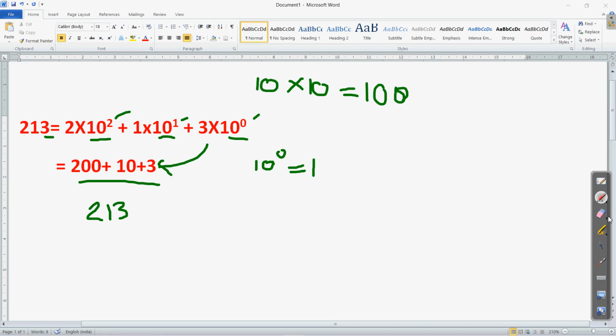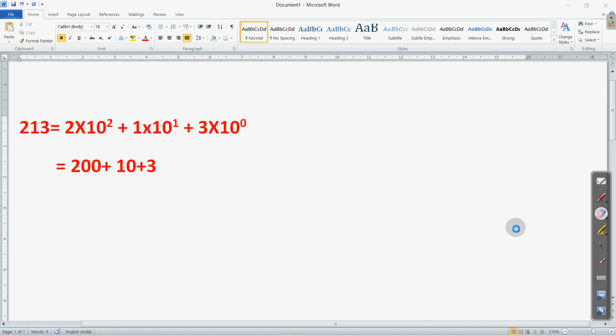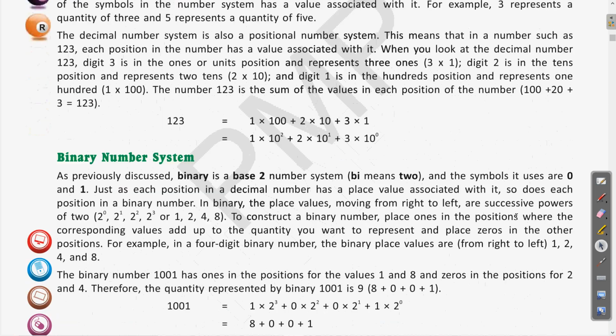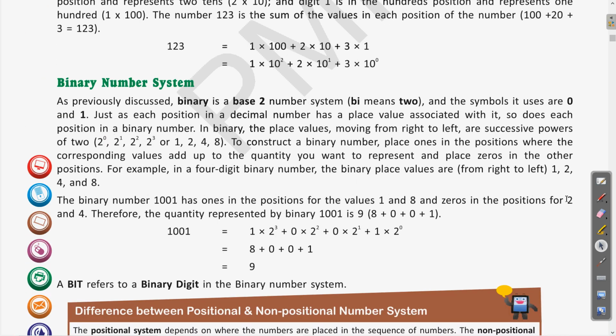Clear? Okay, let us come back to the textbook. Here we have seen the decimal number system with two examples. Now the binary system. In the binary number system, as I have told you, the base is 2, that is, bi means 2. Any number system which we are using has some base. The base exactly means the number of digits which can be used.